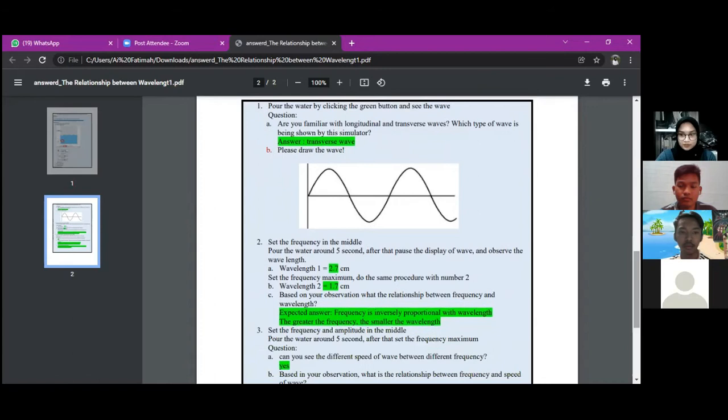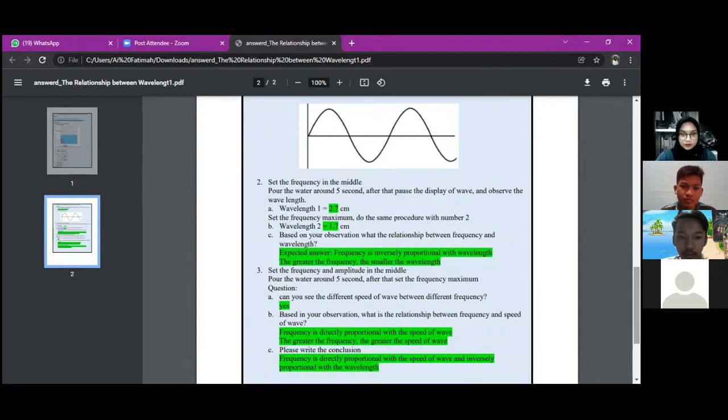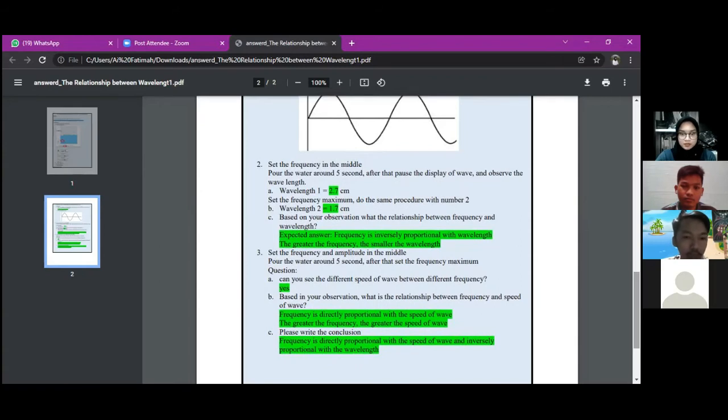And for the second, the answer for A, wavelength 1 is 2.7 centimeter, and wavelength 2 is equal to 1.7 centimeter. And based on your observation, what is the relationship between frequency and wavelength? So frequency is inversely proportional with the wavelength.